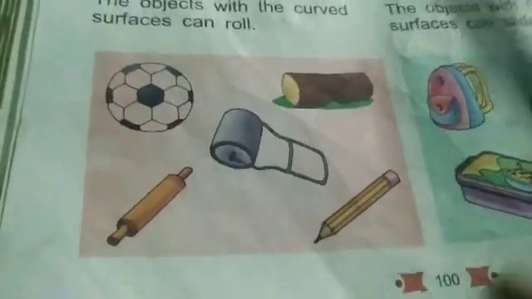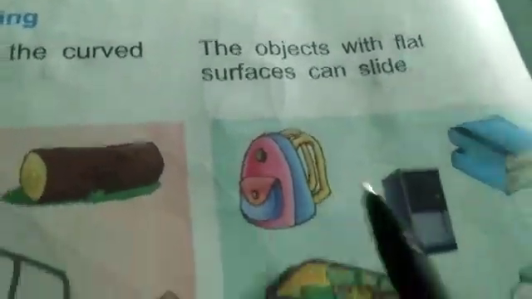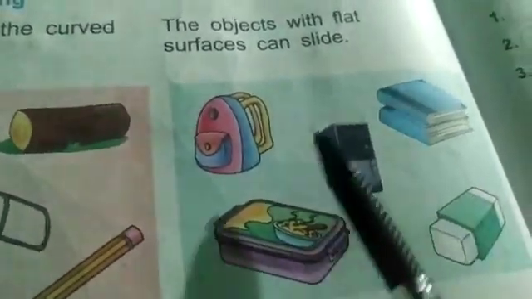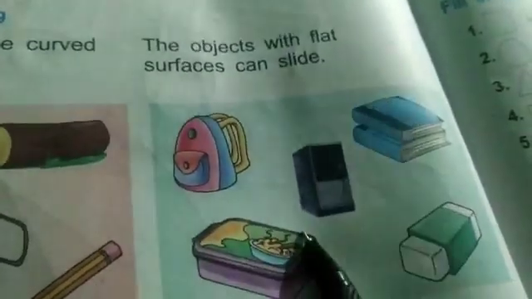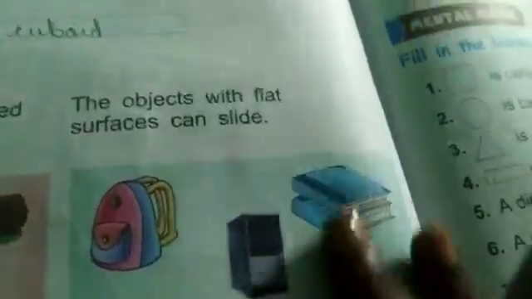Now rolling and sliding. The objects with the curved surface can roll. You can see the objects with the curved surface. These are the objects with curved surface. If we keep them on the table, they can roll. The objects with flat surface can slide. These objects we can slide, but we can't roll. Okay, so these are the rolling objects and these are the sliding objects.